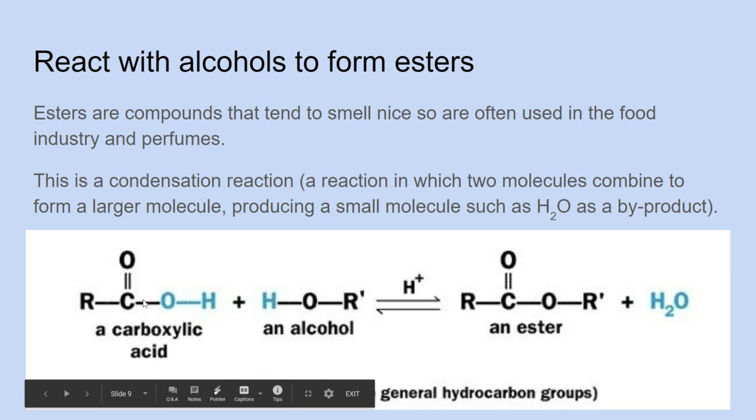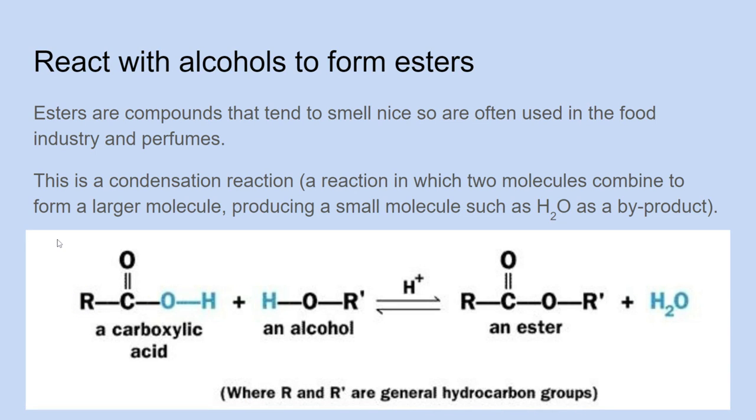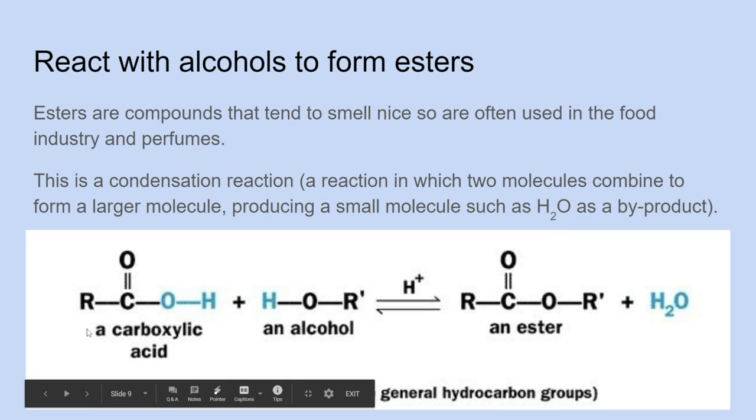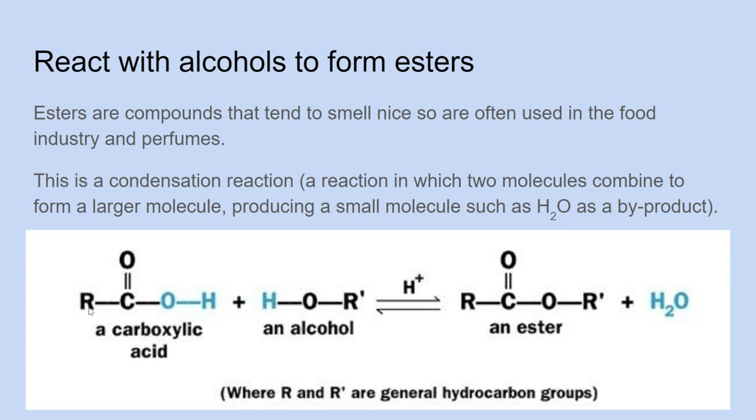So you can see our carboxylic acid on the left-hand side here. This R means it can be any chain length. So it could just be a H. It could be a CH3. It could be a CH3CH2. It could be 100 carbons long. Okay. The same with this R group. This can be 1 carbon long, or it could be 150.